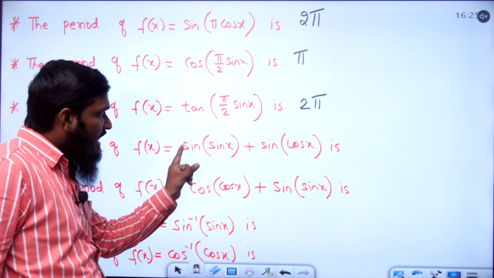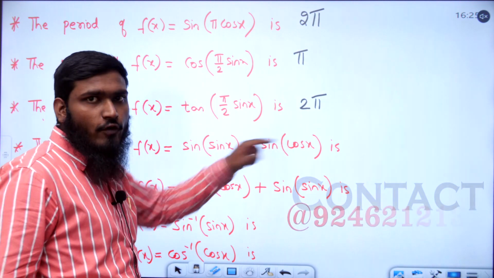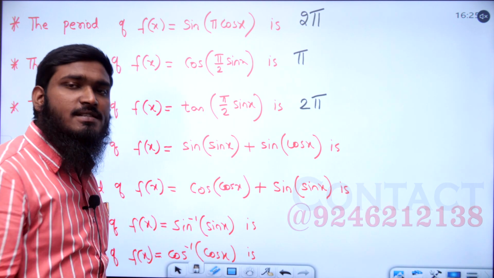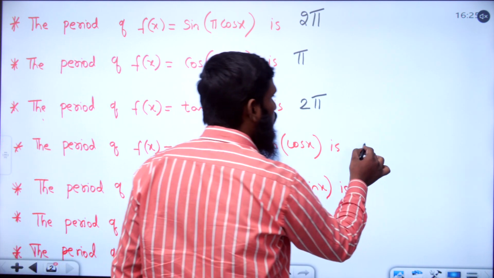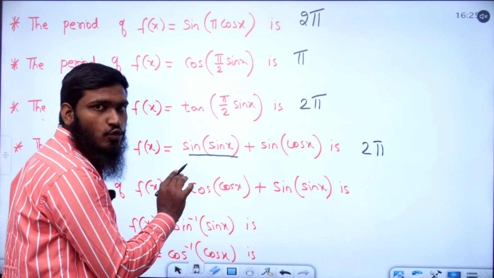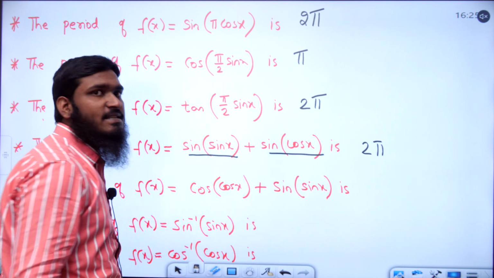In this part also, sine of sine x plus sine of cos x. What is the outside function we have? Sine. Sine means what can we write as the answer? 2 pi. Okay. So for this we are getting the answer as 2 pi. For this also we are getting the answer as 2 pi.